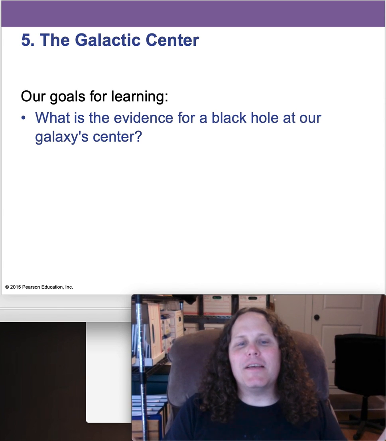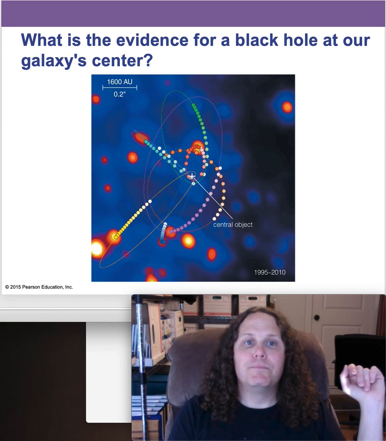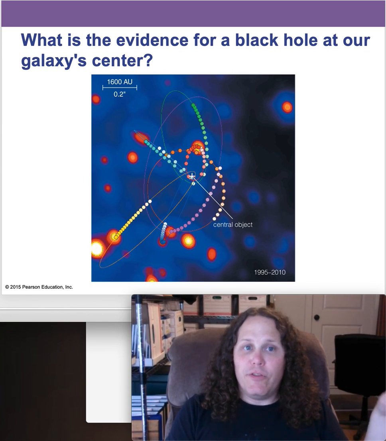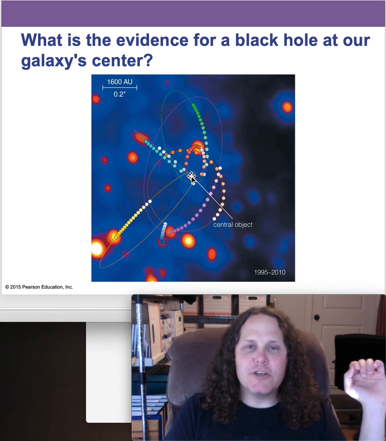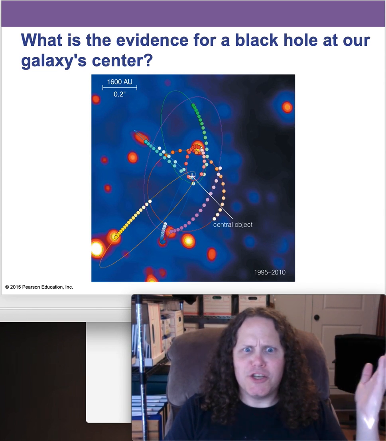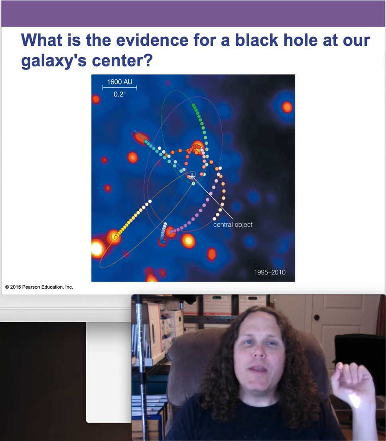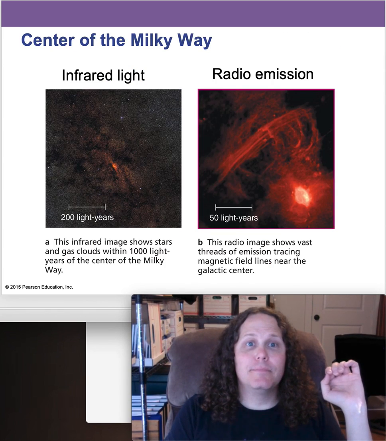So, what's happening at the center of the Milky Way? In short, there is a monster there. What you're looking at is real data of stars orbiting an invisible object right there at the center of our Milky Way galaxy. We know it's very massive, otherwise stars wouldn't be able to orbit it. We know it's very compact, otherwise stars would crash into it.